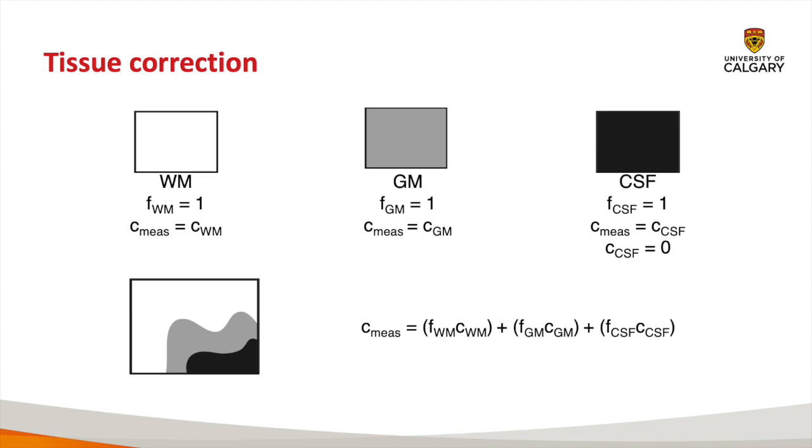So when we come back to this more representative voxel that has a combination of white matter, gray matter, and CSF as shown on the bottom, our measurement in that voxel is really a composite of the fraction of each tissue type and the concentration of GABA in each of those tissues. And so what we want to do is correct this in some way so we can account for variance in the fraction of these tissues across subjects, for example.